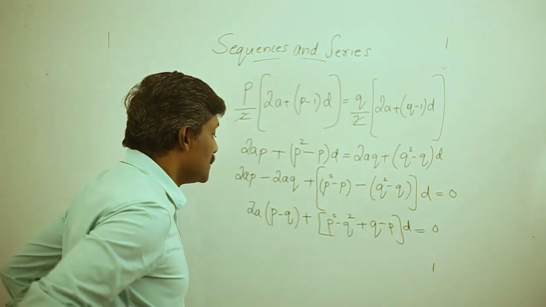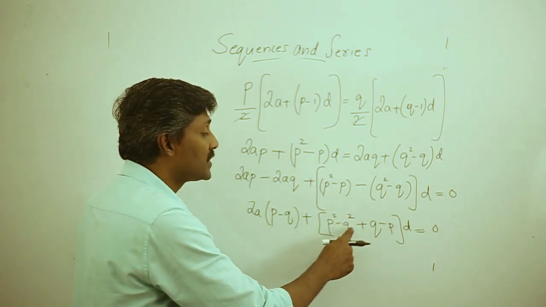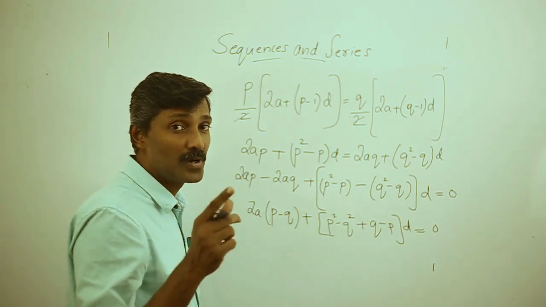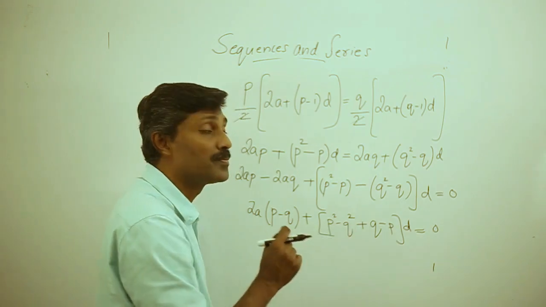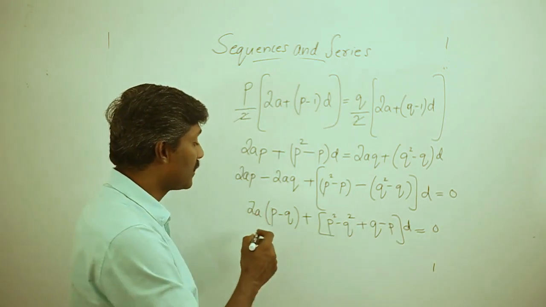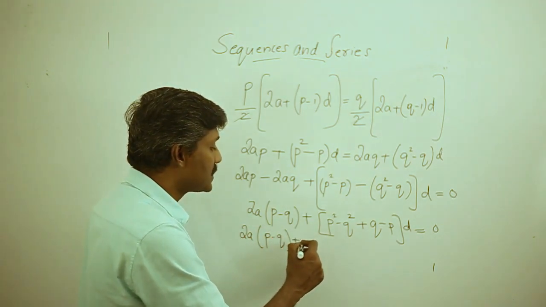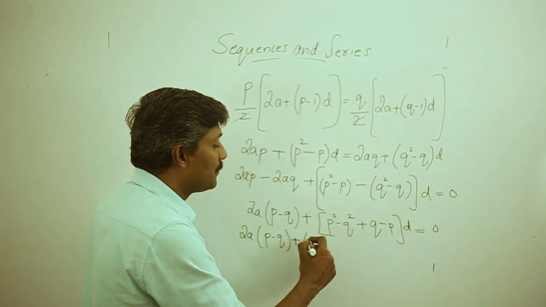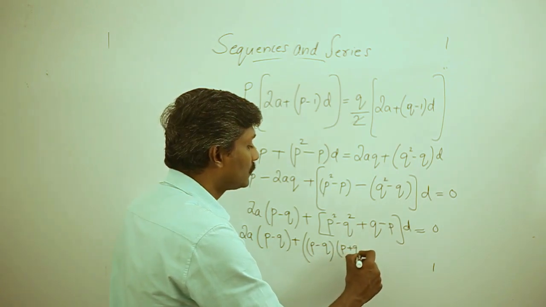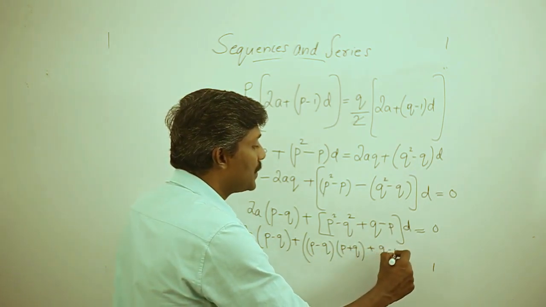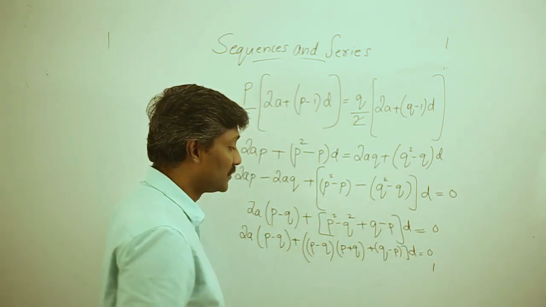Now tell me, what is P square minus Q square? You remember the identity A square minus B square is A minus B into A plus B, right? So P square minus Q square is P minus Q into P plus Q. So I can write this as 2A into P minus Q plus P minus Q into P plus Q plus Q minus P into D is equal to 0.